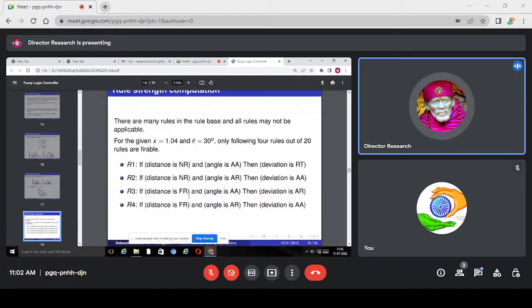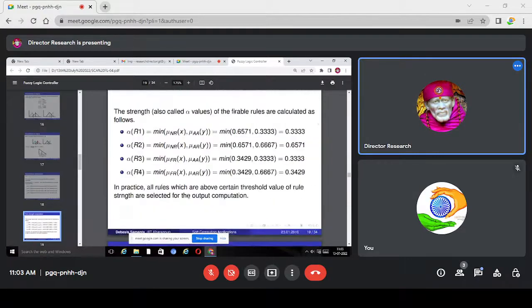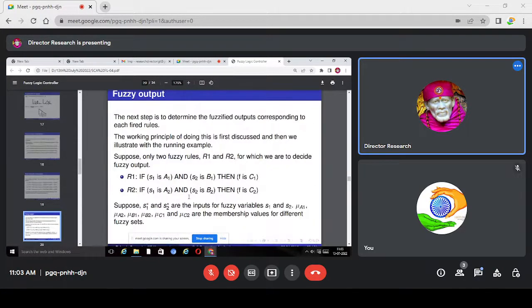There are many rules in the rule base, and all rules may not be applicable. So if distance is near and angle is A, then what is the deviation? If distance is NR, angle is AR, then deviation? If distance is FR, angle is AA, then what is the deviation? If distance is FR, angle is AR, then what about the deviation? We take minimum and maximum points for the fuzzy output.